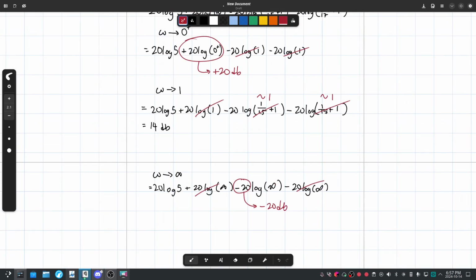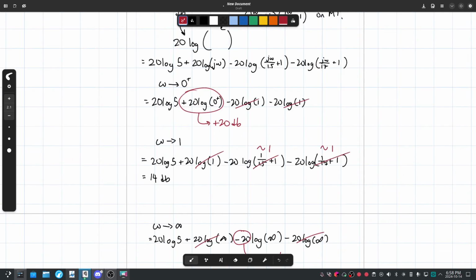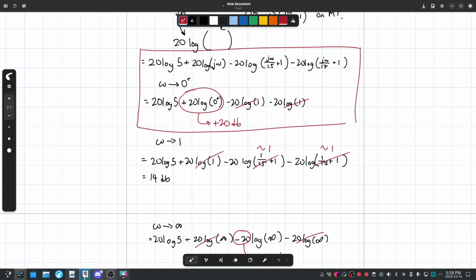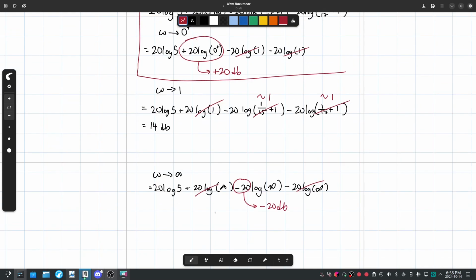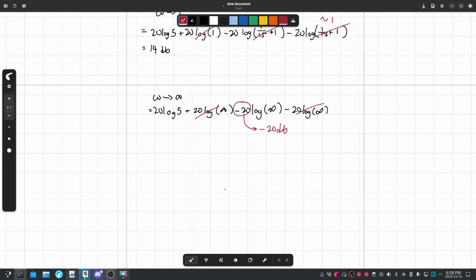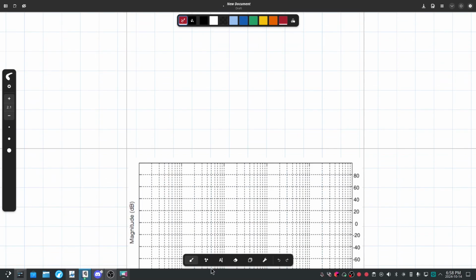So let's just review what we know. We're going to start with a slope of 20 decibels. We're going to end with a slope of negative 20 decibels. Frankly, and I'm going to be completely honest with you, this whole part here, you really do not need to do. Same with this part down here. But it helps you get an idea of what we're doing, what's going to happen. So now let's pull up the Bode plot.